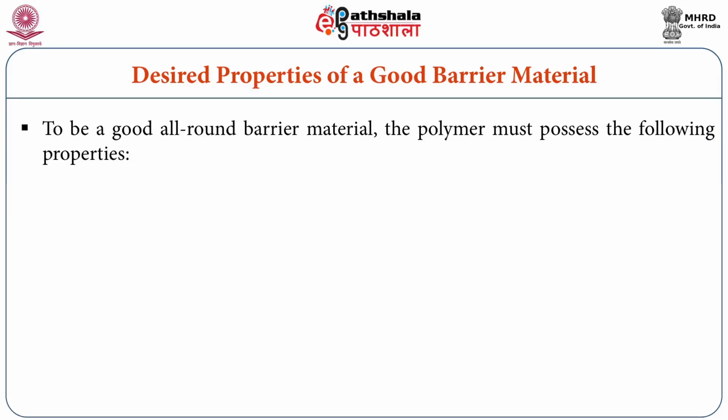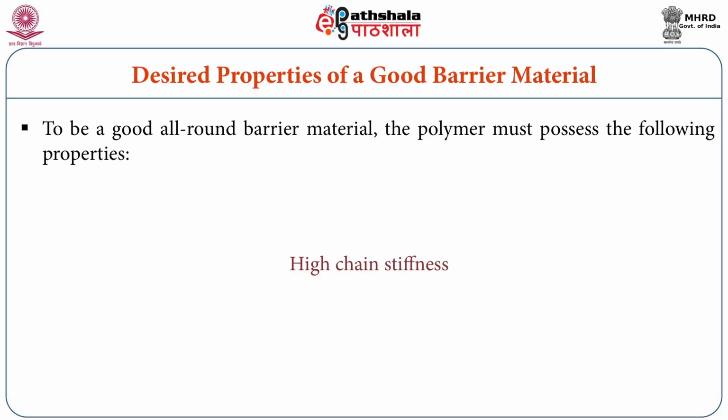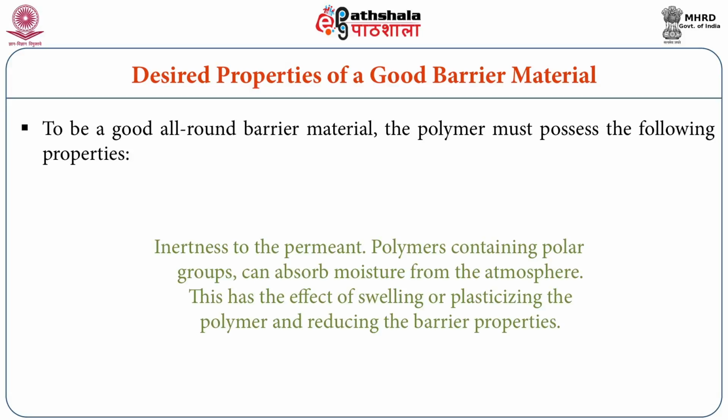To be a good all-rounder barrier material, the polymer must possess some of these properties, which include some degree of polarity as found in nitrile, chloride, fluoride, acrylic or ester groups, high chain stiffness, and inertness to the permeant. Polymers containing polar groups can absorb moisture from the atmosphere. This has the effect of swelling or plasticizing the polymer and reducing the barrier properties.